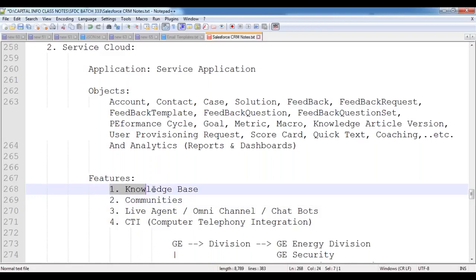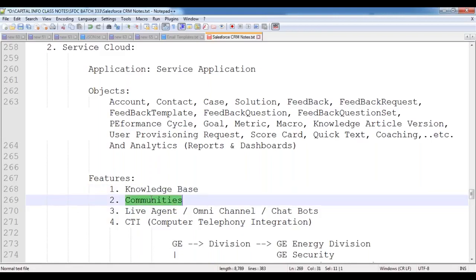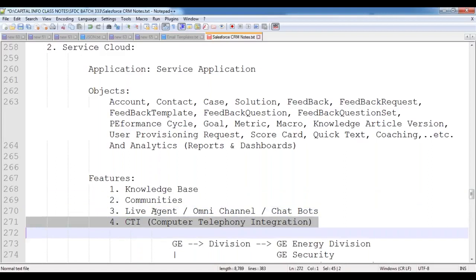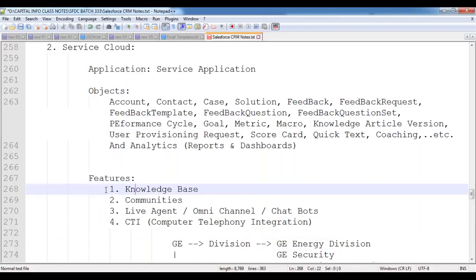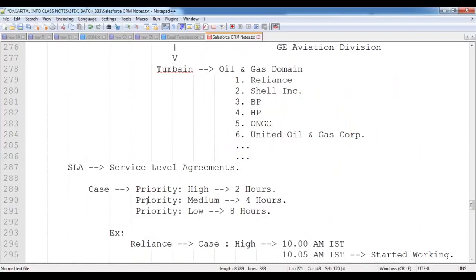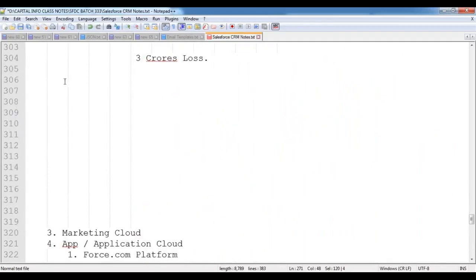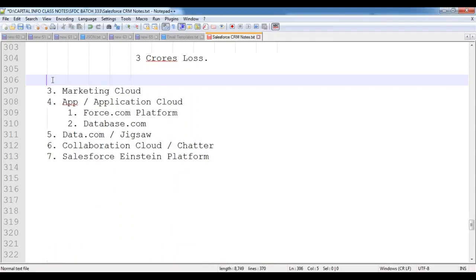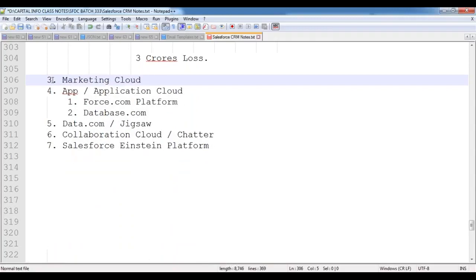What exactly the knowledge base, the communities, the live agent and CTI are, we'll see in the next session. In the next session, we'll see the remaining information. We'll see these four features. Along with that, we'll continue with the remaining cloud services offered by Salesforce, like the Marketing Cloud, the App Cloud, Data.com, the Collaboration Cloud, and the Steam platform. Everything we'll see one by one.